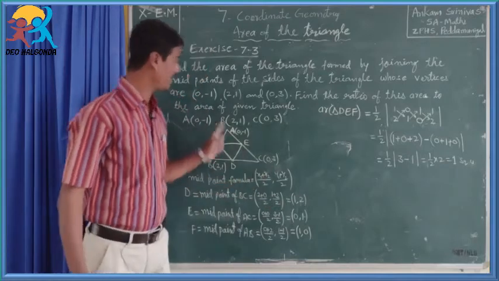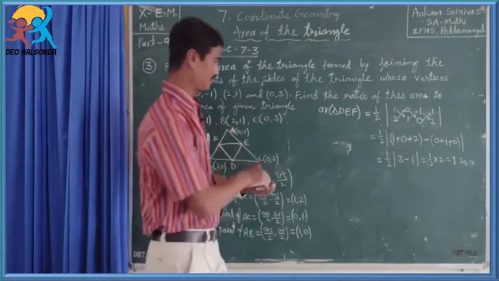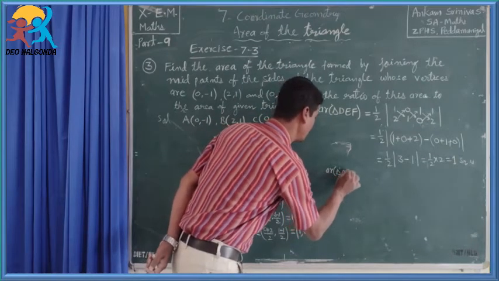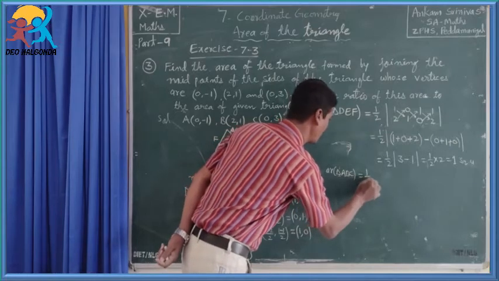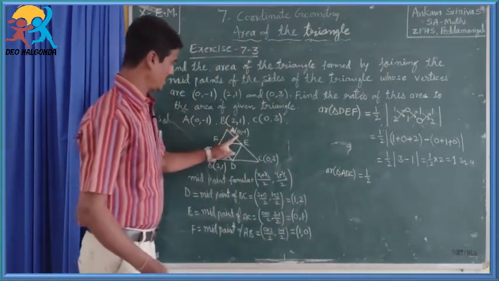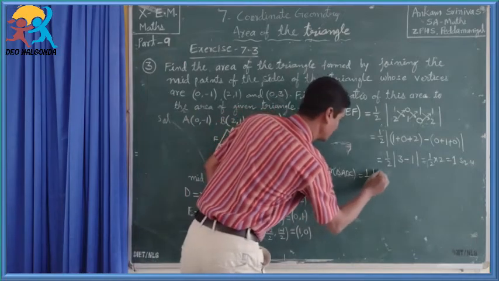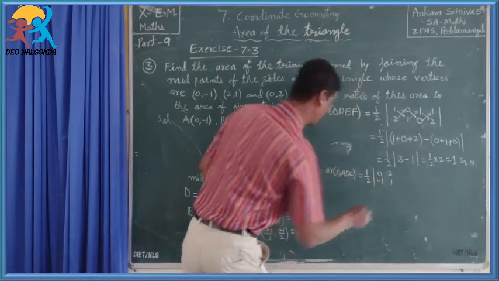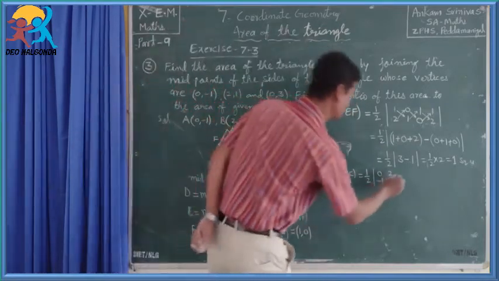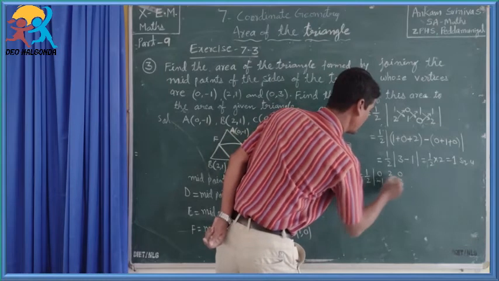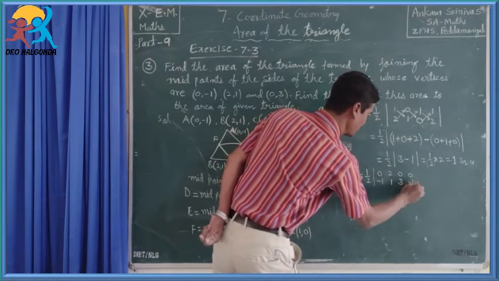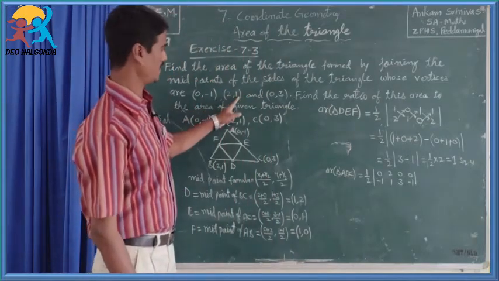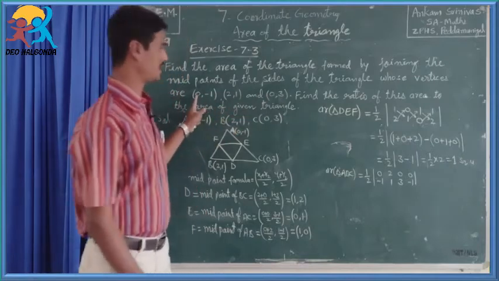Now we have to find the area of the given triangle ABC. Area of triangle ABC: A is 0 comma minus 1, B is 2 comma 1, and C is 0 comma 3, and repeat the first vertex as it is, 0 comma minus 1. See clearly: 0 comma minus 1, 2 comma 1, 0 comma 3, and repeat 0 comma minus 1.